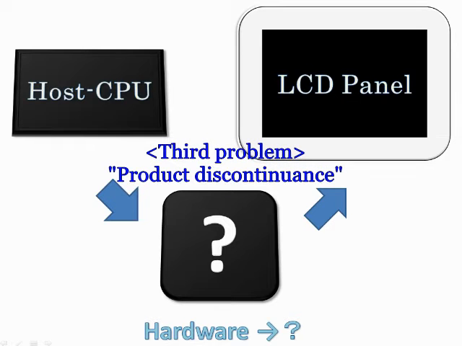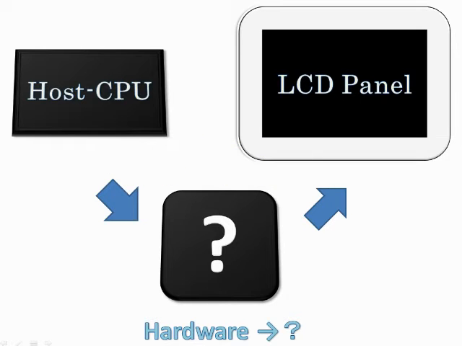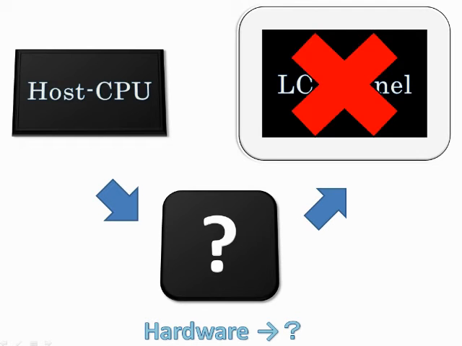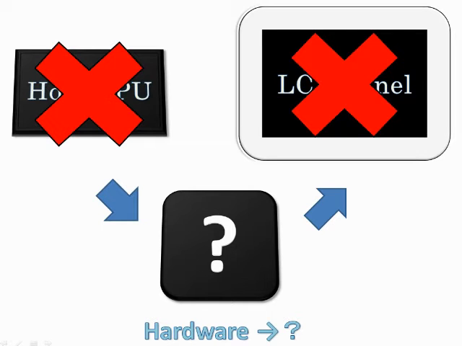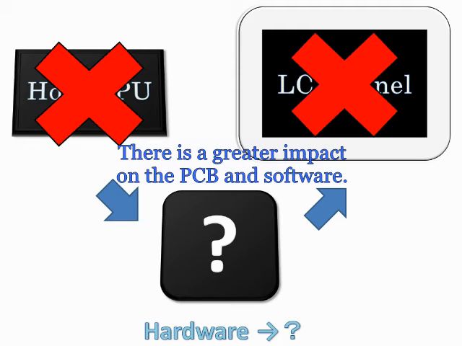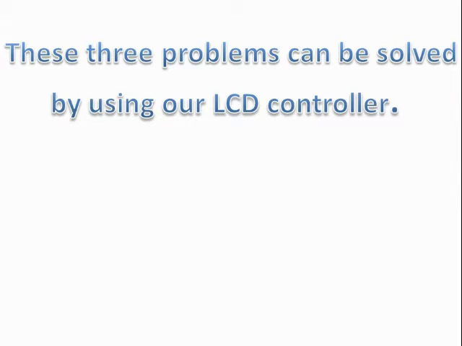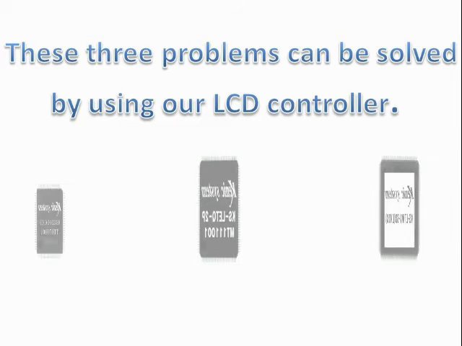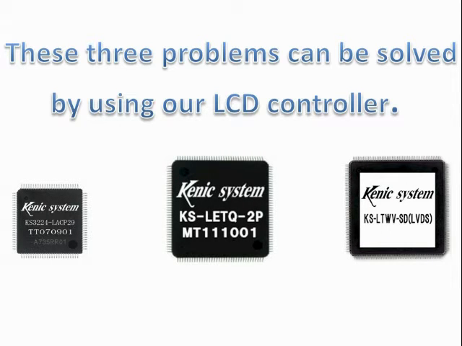The third problem is product discontinuance. This happens when the manufacturer ceases production of the LCD, CPU, LCD controller or other part. In these cases, the problem is much more severe than the discontinuance of the capacitor and resistor. There is a greater impact on the PCB and software. Well, these three problems can be solved by using our LCD controller. Please allow me to explain in a little more detail.